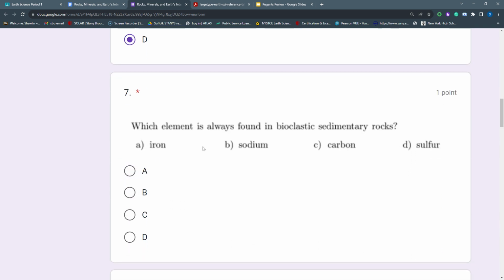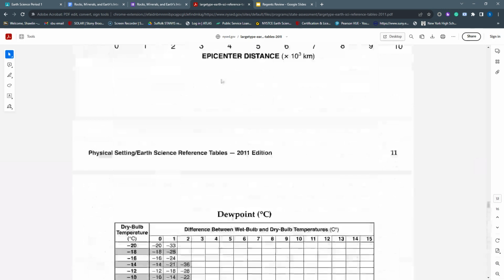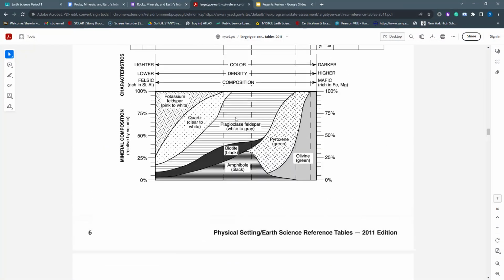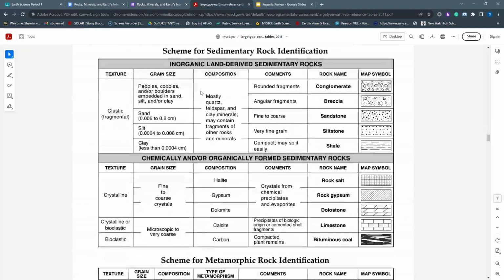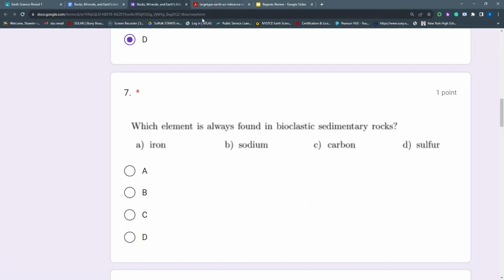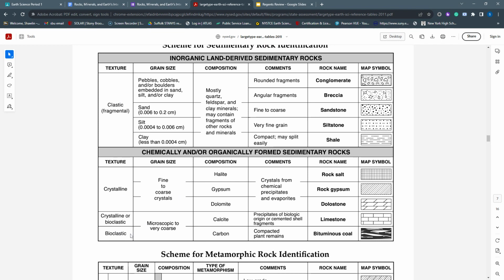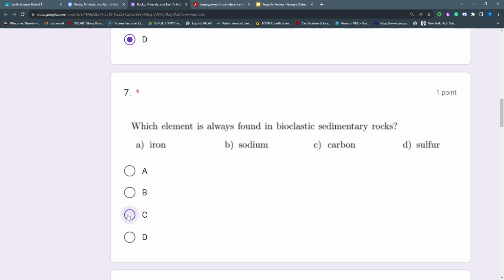Okay, number 7, which element is always found in bioclastic sedimentary rocks? If I hear the word sedimentary rocks, I should go to my sedimentary rock chart, which is right here. Okay, I want to know which element is found in a bioclastic sedimentary rock. Here's bioclastic in my texture section. And to find what element it's made up of, I'm going to go to the composition section. Bioclastic sedimentary rocks are made up of carbon. The correct answer is C.